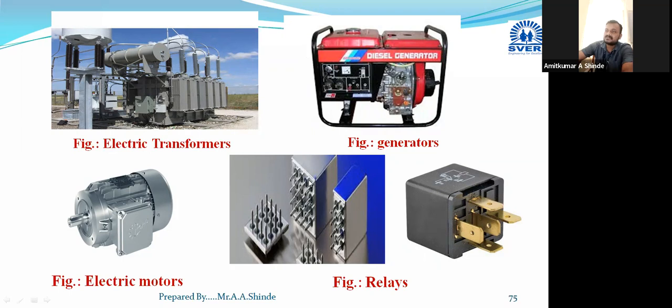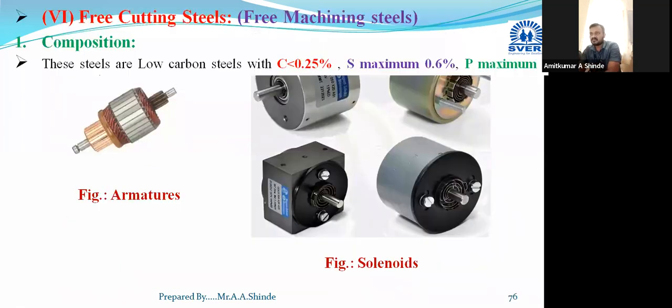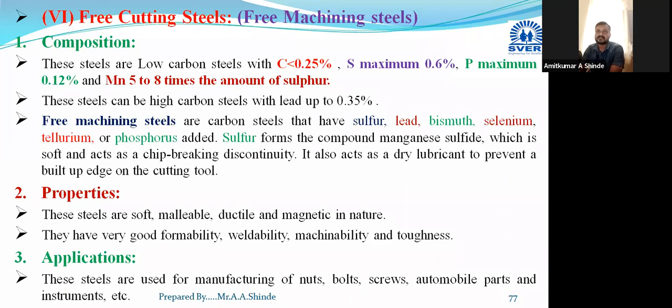So we have discussed its composition, properties and applications. Now we will move towards the next type. This is free cutting steel, or free machining steel.